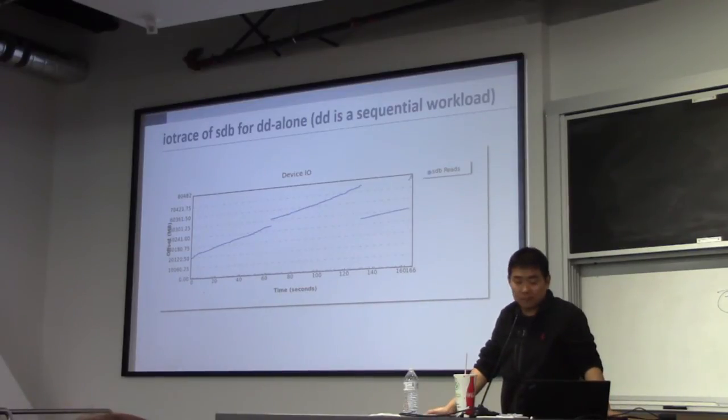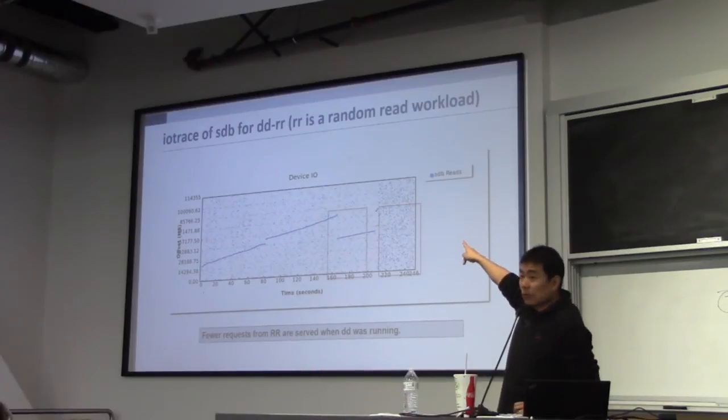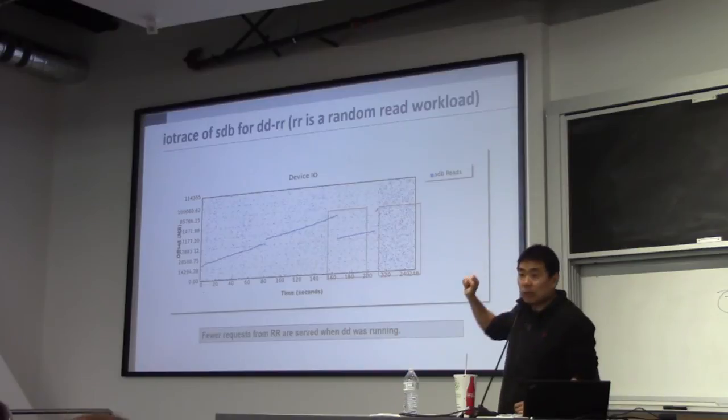Does that make sense? Okay, so this is a sequential read. Now I'm adding a random read workload. DD is a sequential workload. RR is a random read workload.